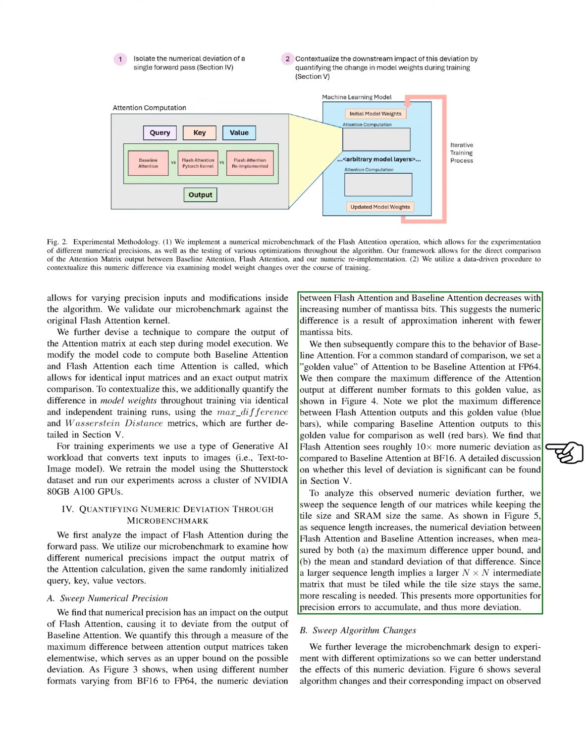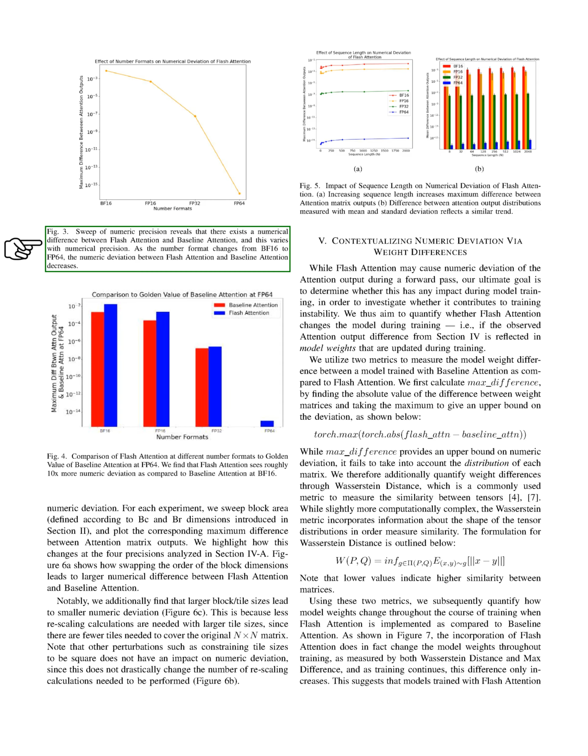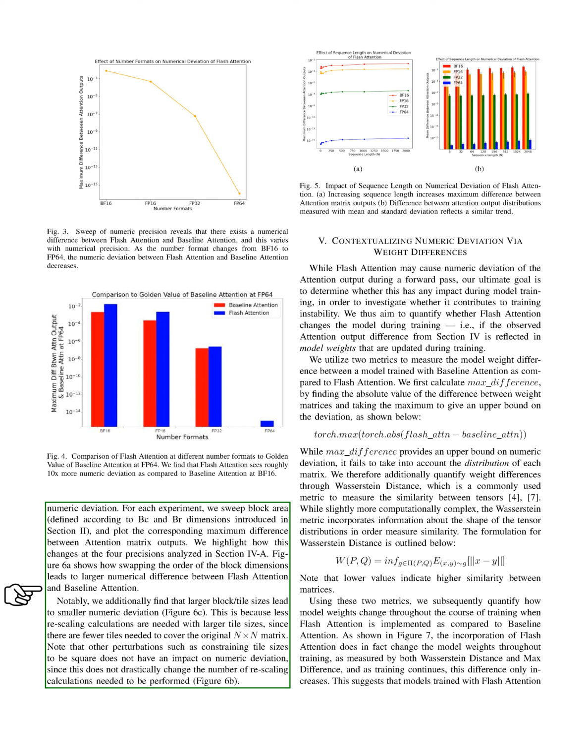Section: Sweep algorithm changes. In this section, we leverage the micro-benchmark design to experiment with different optimizations to understand the effects of numeric deviation. We analyze several algorithm changes and their impact on observed numeric deviation. For each experiment, we vary the block area and plot the maximum difference between attention matrix outputs. Swapping the order of block dimensions leads to larger numerical differences between flash attention and baseline attention. Larger block tile sizes result in smaller numeric deviation because fewer rescaling calculations are needed with larger tile sizes.